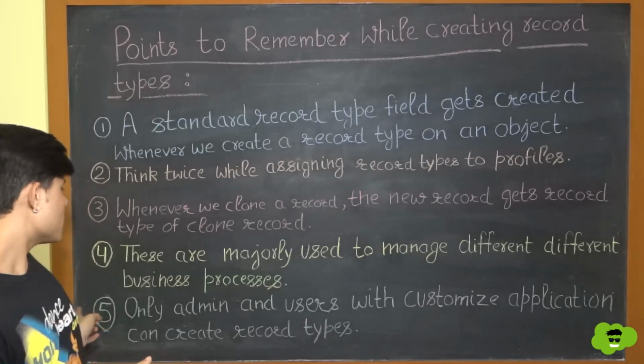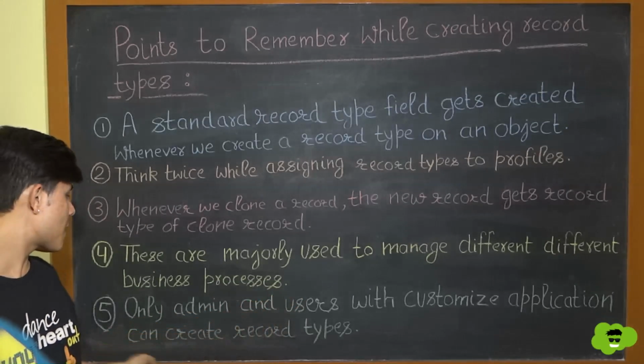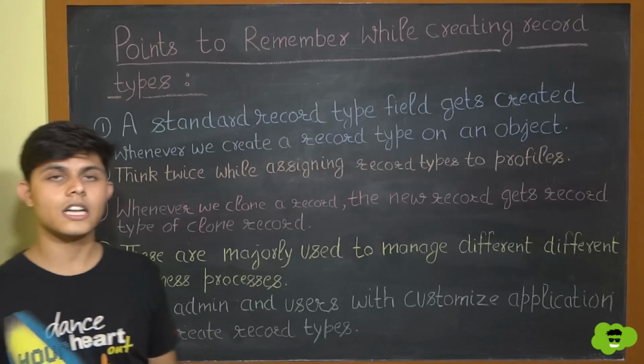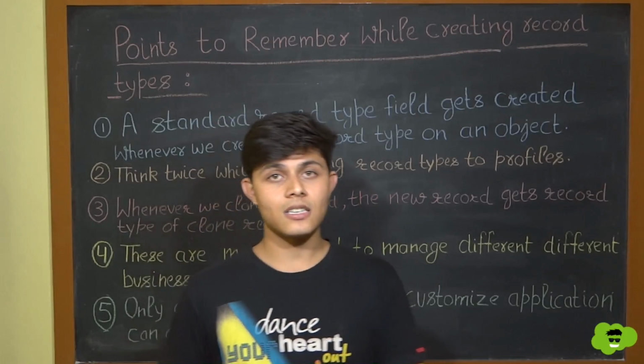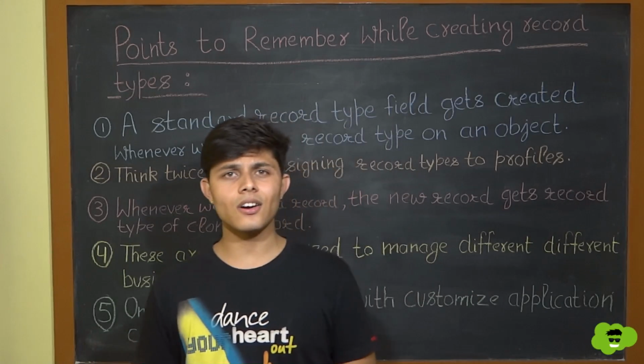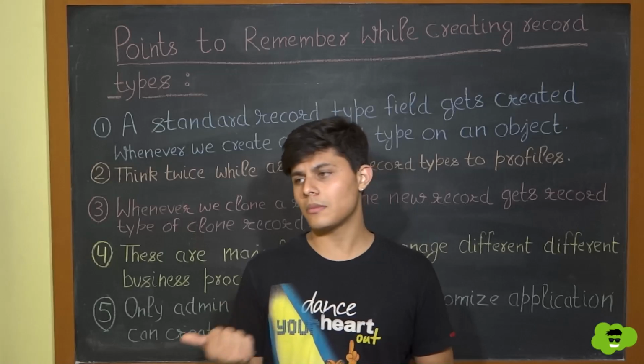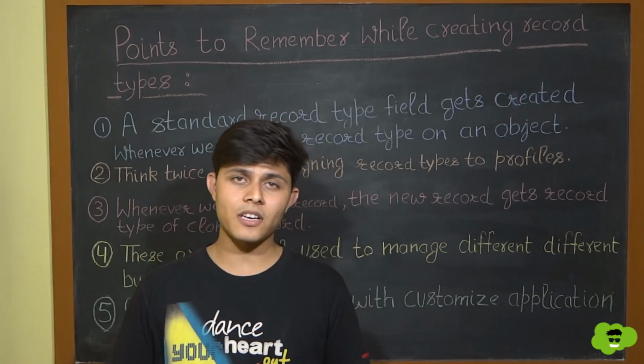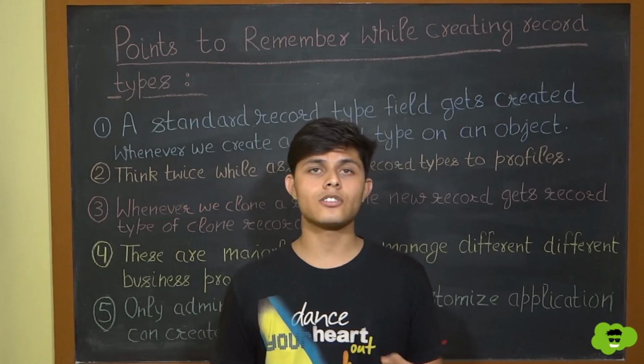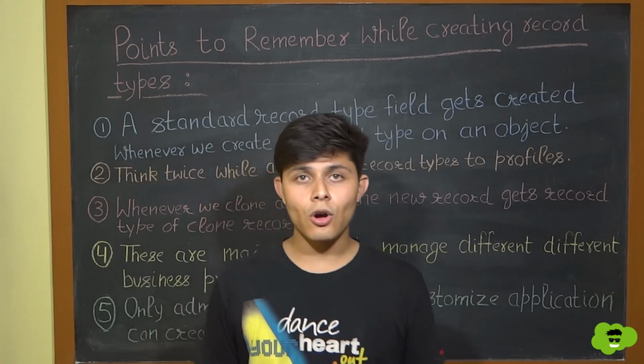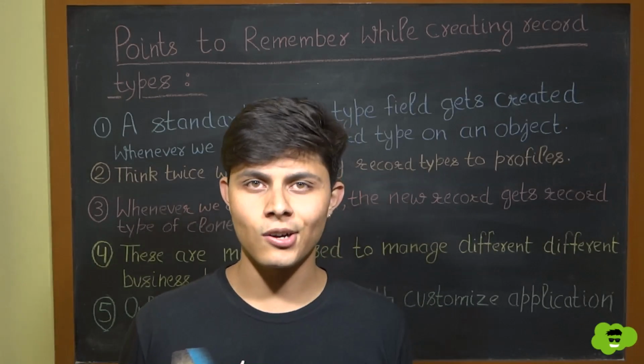Then comes the fifth point. Only admins and users with the customize application permission can create record types. This point is very necessary because not all users can create record types. Only admins and users with the customize application permission on the profile have the access to create a record type. So this is all you need to take care of while creating a record type.